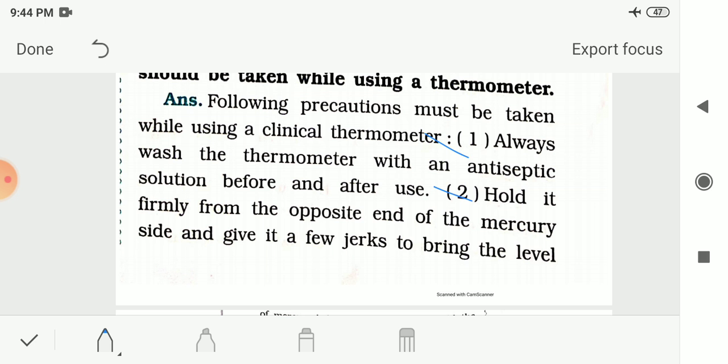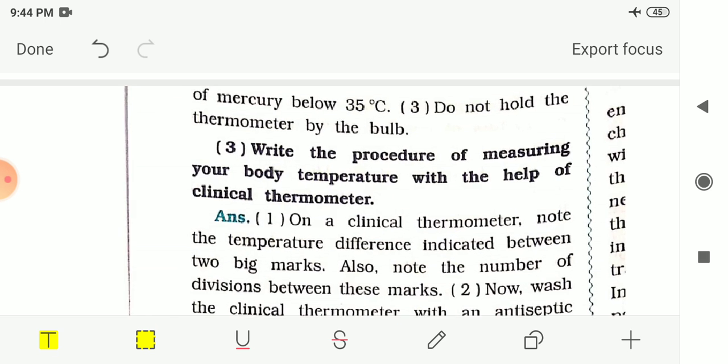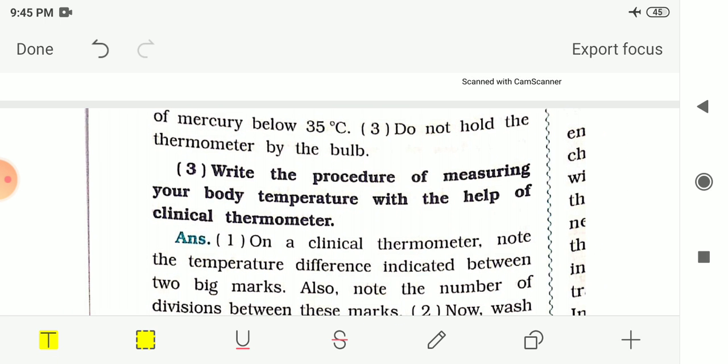Next is, hold it firmly from the opposite end of the mercury side, and give it a few jerks to bring the level of mercury below 35 degrees Celsius. We have to hold this thermometer from the opposite side of the mercury bulb. We should not hold the thermometer by the mercury bulb. And before using this thermometer, we have to give some jerks to bring the mercury level below 35 degrees Celsius. Only then will you get the precise reading.